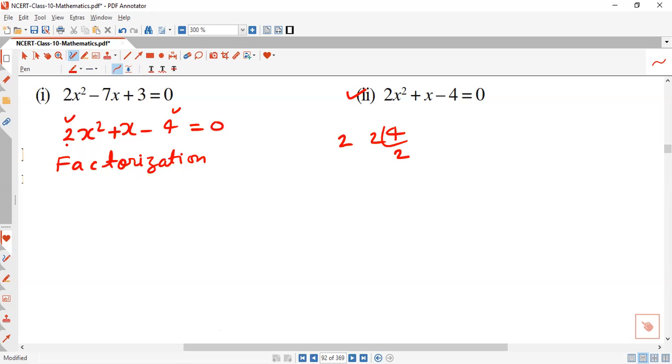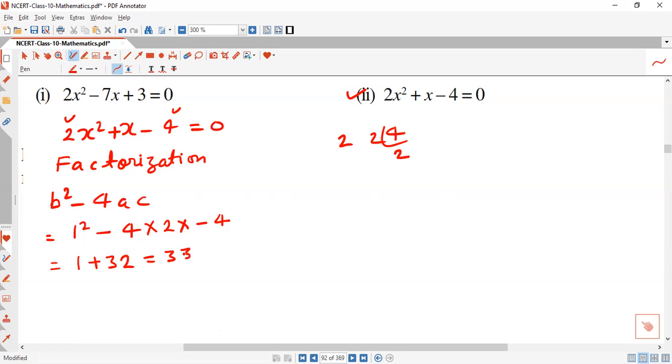So check whether a solution exists or not. Let's take b² − 4ac. Here b² is 1², minus 4, a is 2, and c is −4. So we have 1 + 8 × 4, which is 1 + 32. This comes out to 33. So b² − 4ac is a positive number, so it has two real roots, no doubt. Delta is equal to 33, so we have two roots.